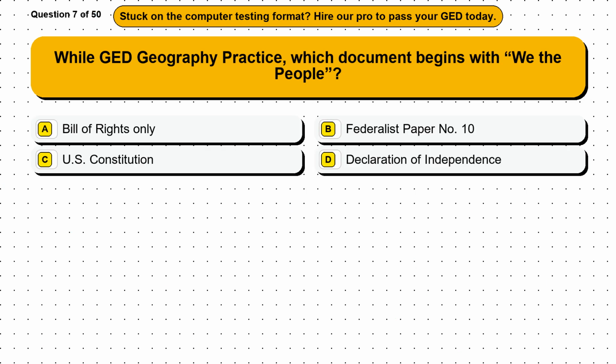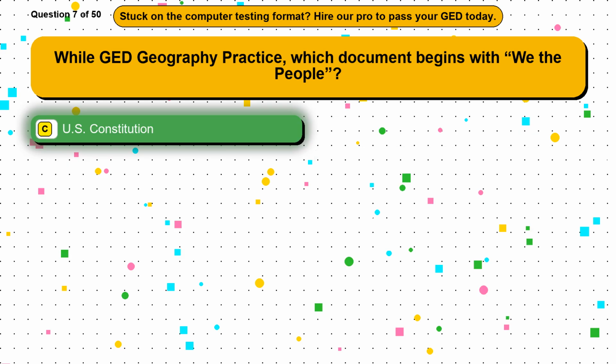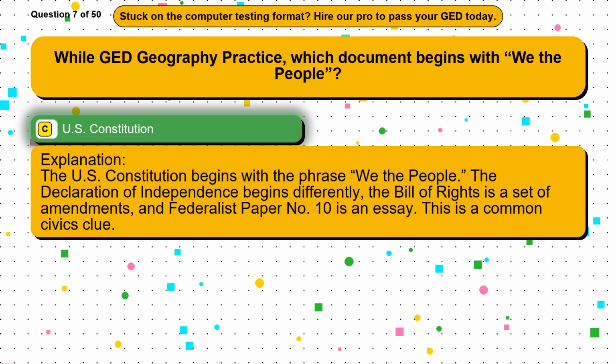Question 7. While GED Geography Practice, which document begins with "We the People"? Option A, Bill of Rights only. Option B, Federalist Paper No. 10. Option C, U.S. Constitution. Option D, Declaration of Independence. The correct answer is option C, U.S. Constitution. The U.S. Constitution begins with the phrase "We the People."